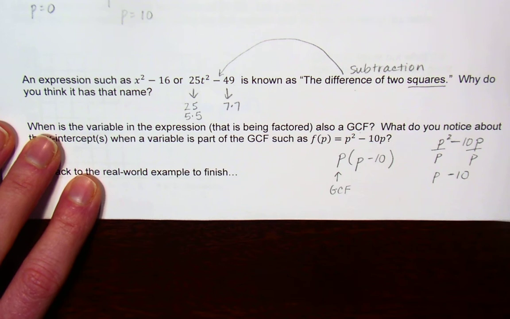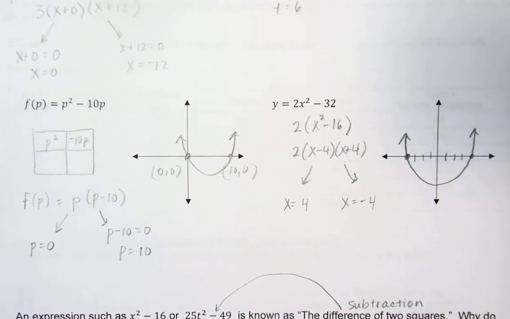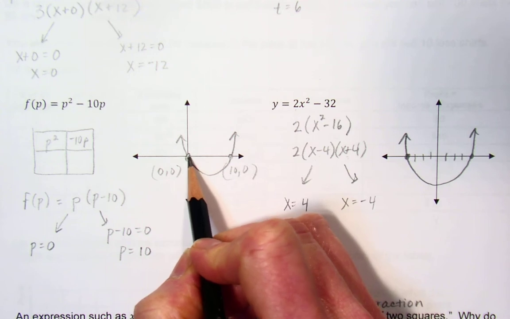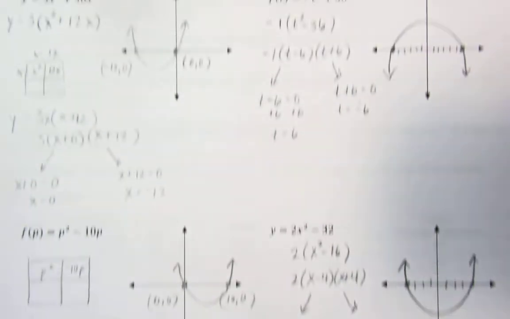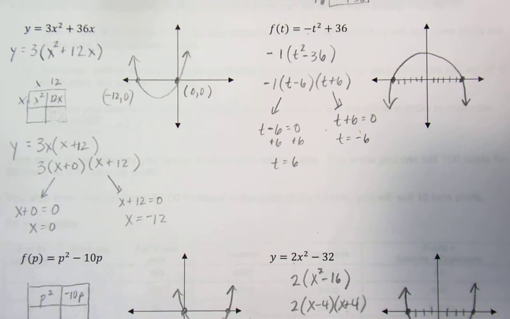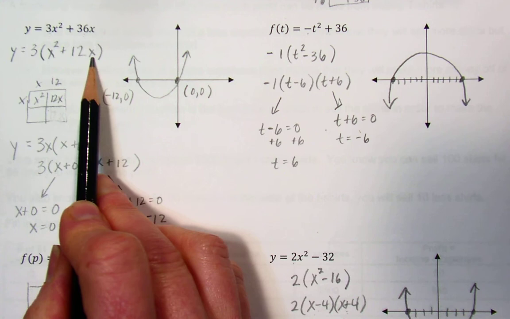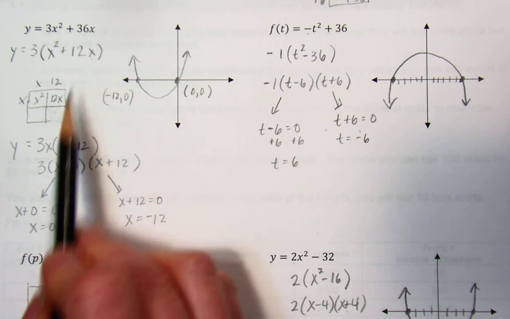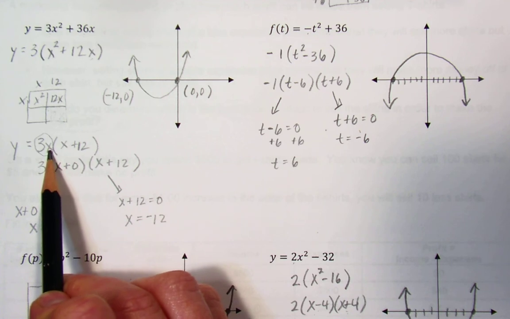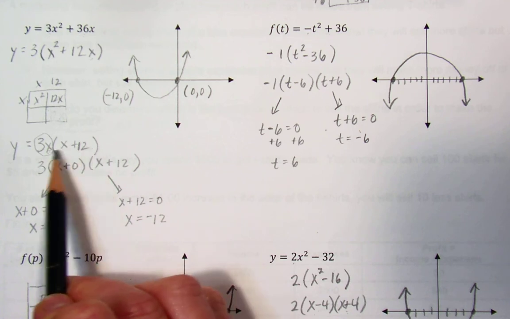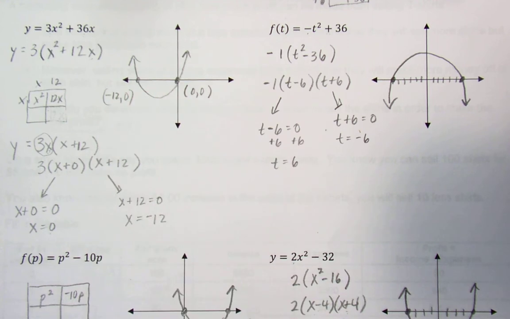And what we see in previous examples is that when that variable acts like a GCF, that variable says that the intercept is at 0, 0. The same thing happened up here. This x squared and this 12x, there's an x in both of these terms. So if I factor that out and think of it like a GCF, whenever that variable is there in front of the parentheses, that turned out to be an x-intercept at 0, 0.